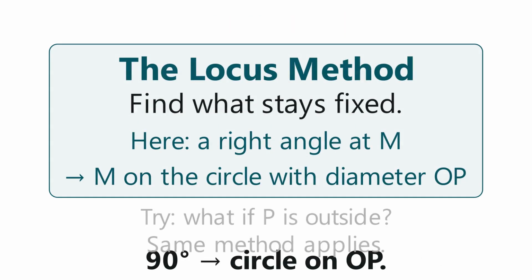So the locus method: when a geometry constraint stays fixed as something varies, that fixed constraint tells you the locus. Here, OM is always perpendicular to the chord. That right angle puts M on a circle with OP as a diameter. Find the fixed property, read off the locus.